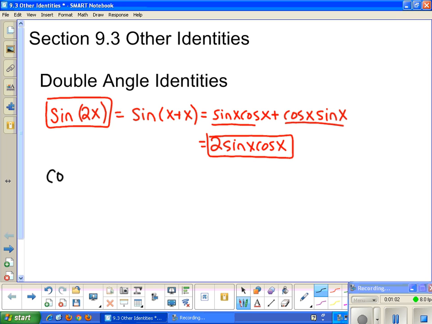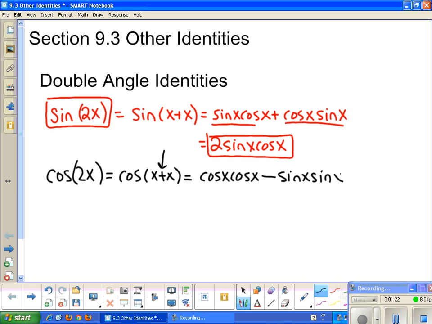Same thing with the cosine of 2x. We can also derive this by doing the cosine of x plus x. And then remember, the cosine identity would be the cosine of x times the cosine of x. And if this is plus, remember in your formula it's minus sine x times the sine of x. And since these are both the same, we can rewrite this as cosine squared x minus sine squared x. So that would be my first double angle formula for cosine.